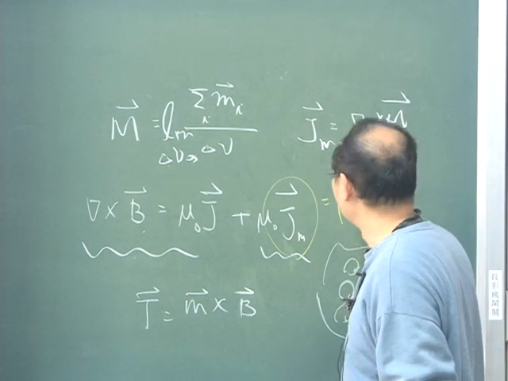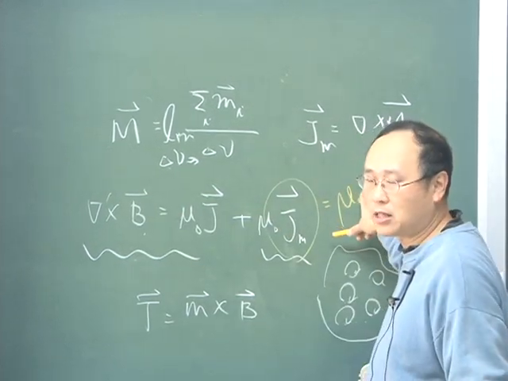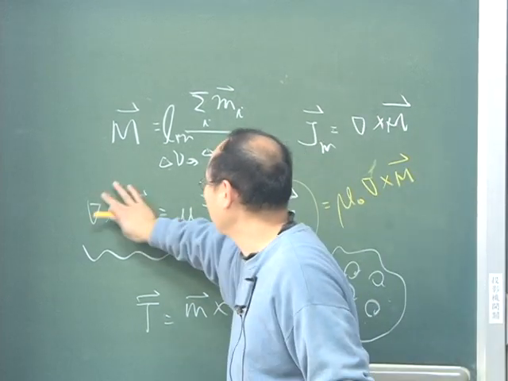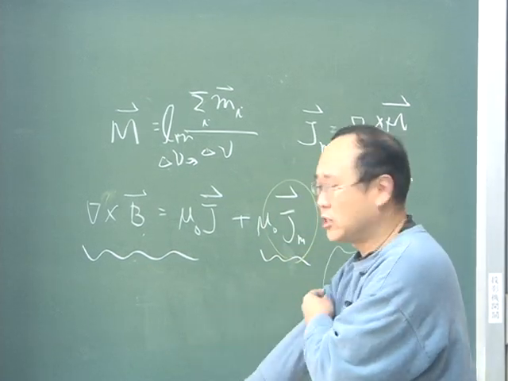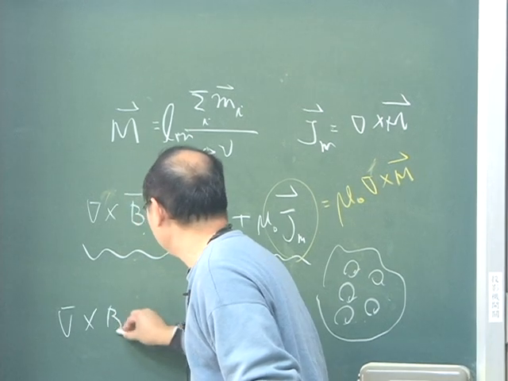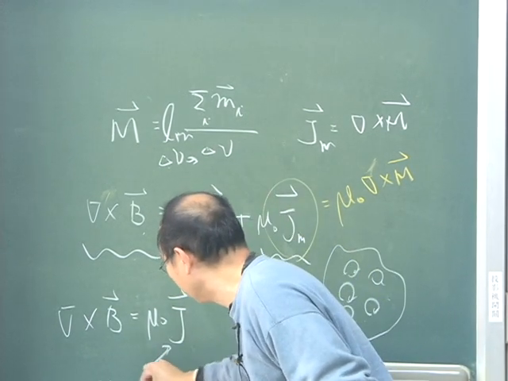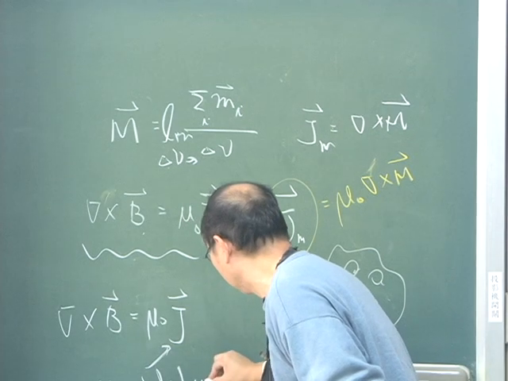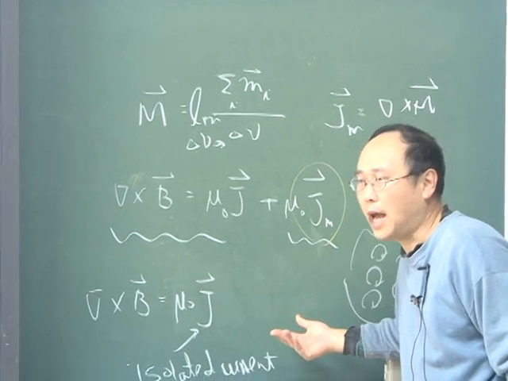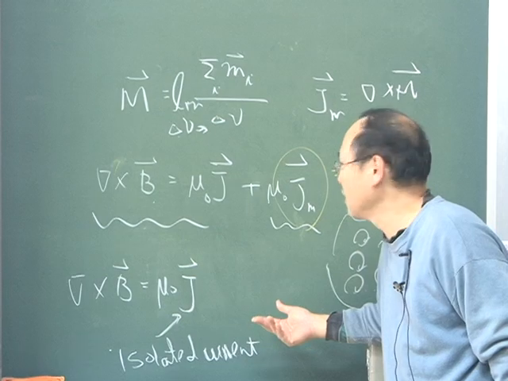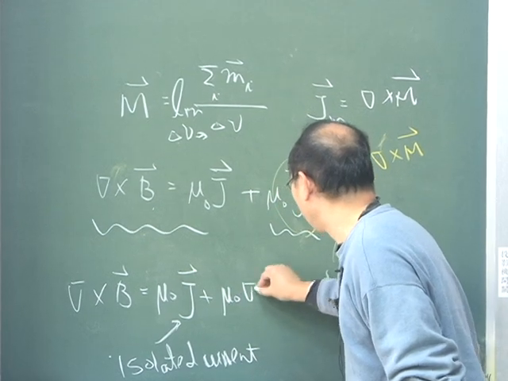Okay, because we're looking at some point inside a material, so we don't have to specify this prime coordinate. So just drop it. Okay. 所以在这里呢 you have a new equation. Okay. This is curl B equal to mu naught J. This J is an isolated current. 是一个你加上去的电流, an isolated current added by you. Okay, and this is the current inside a material, and this is mu naught curl of M.